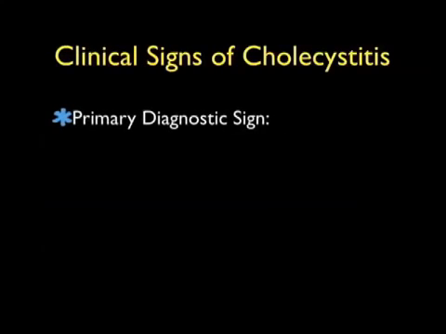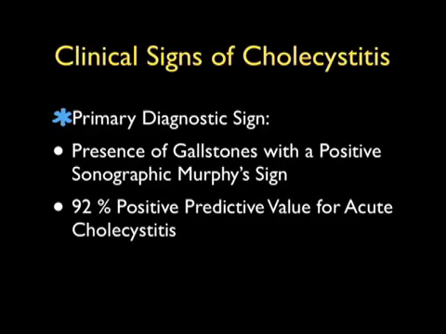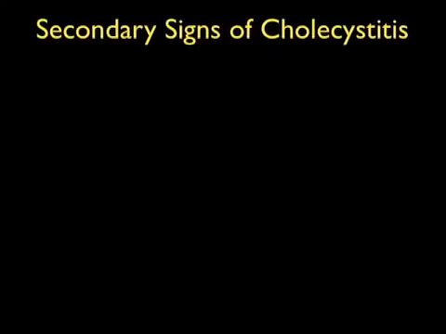What are the clinical signs of acute cholecystitis that we're examining for at the bedside of the patient with acute right upper quadrant abdominal pain? Well, the primary diagnostic ultrasound finding is going to be the presence of gallstones with a positive sonographic Murphy sign, or tenderness over the gallbladder with pressure down on the ultrasound probe. These findings have a 92% positive predictive value for acute cholecystitis, as found in this article by Dr. Ralls et al. in Radiology. It's an older article from 1985, but one that's often mentioned in discussion of acute cholecystitis.